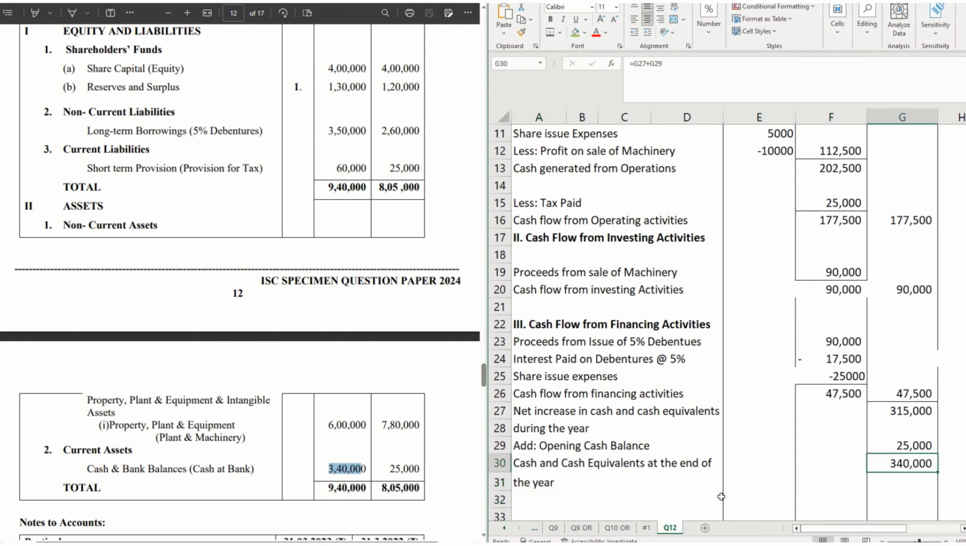Okay. So in a cash flow sum, you can tally this way, and this is the entire sum that we have got.